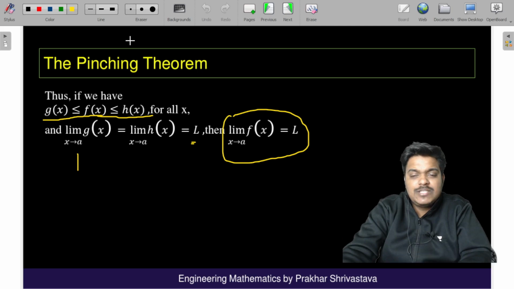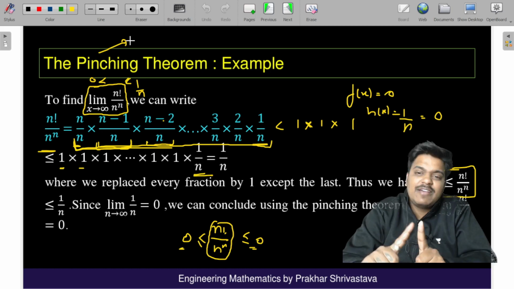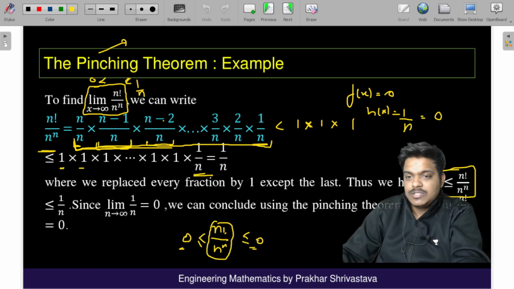Pinching theorem, I don't think that you would be having any difficulty. I have explained you the pinching theorem. Similarly, I have explained you the pinching theorem with an example. Okay. Chalo.